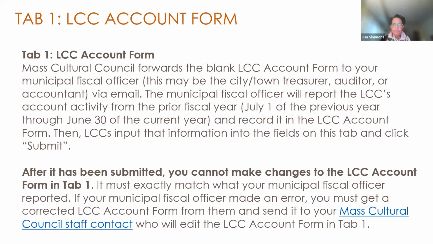Once you've submitted this tab, once you've clicked through and said submit, you can't go in and change it. So make sure that you and the town accountant or the municipal fiscal officer are clear with the numbers that are going into this form. If there is any discrepancy, if later on you realize you miscalculated a certain thing, then you just need to contact your program officer here at Mass Cultural Council, and they can help you make that change, but you yourself won't be able to go in and make that change.